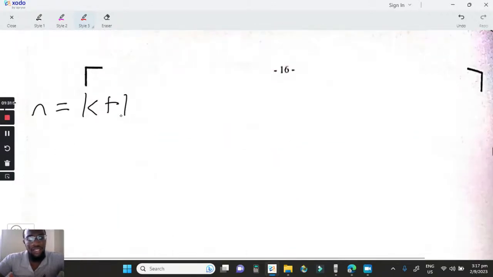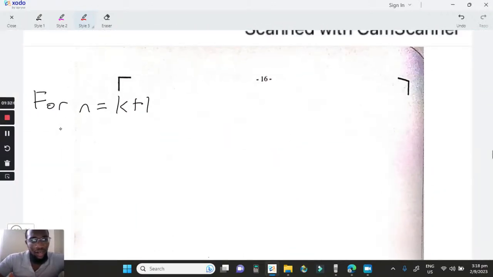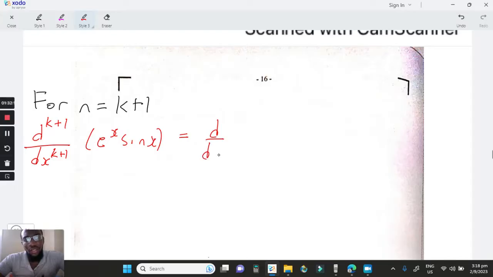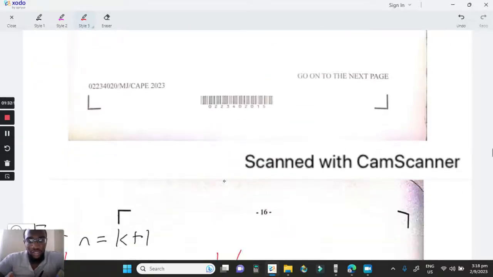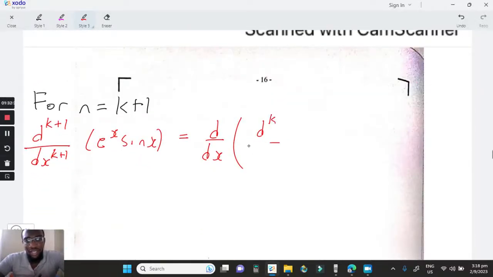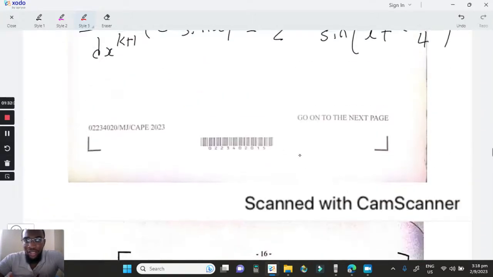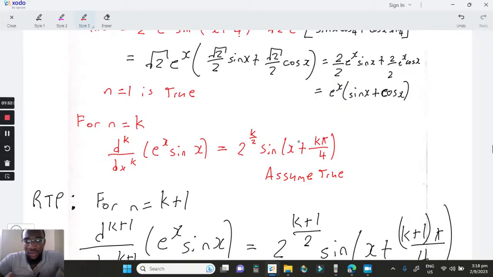So we're going to start by saying for n equal k plus 1, we have d to the k plus 1 of dx to the k plus 1 of e to the x sine x. We're saying that this is equal to the derivative of what? They just told us that it's the derivative of d to the k of dx to the k of e to the x sine x. It's very easy, guys. Now, we had assumed that this was true. So this was our assumption. Our assumption was this is the answer. This is d to the k of dx to the k.